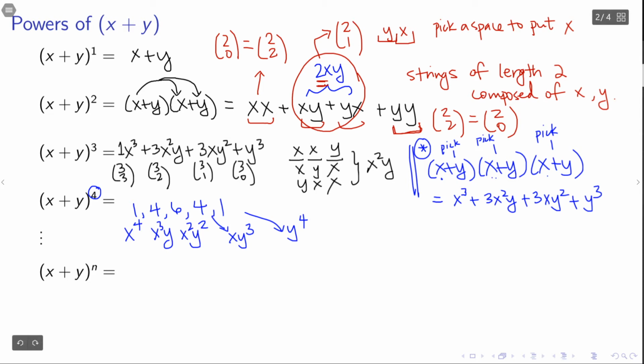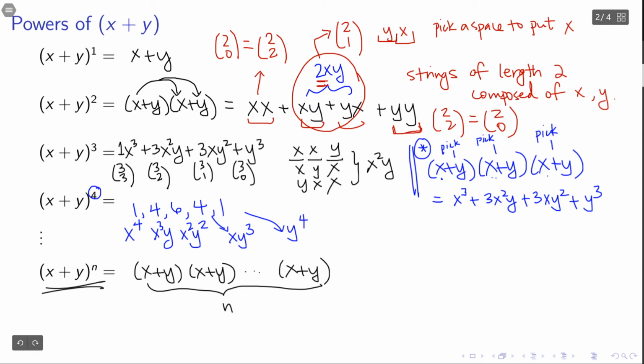And so we now have an idea of what happens for the general case. If we follow the same pattern, and imagine that we're picking either x or y from each of these n terms, well, that means to get x to the nth power, we only have one way, which is to pick x's for everything. So that's 1, or n choose n. Right, so from n of these terms, we're picking n x's.